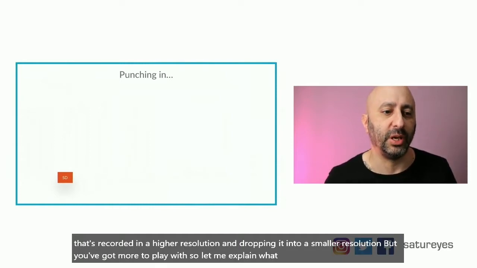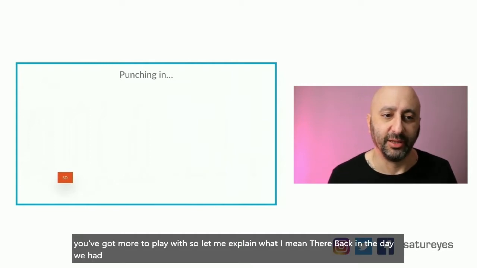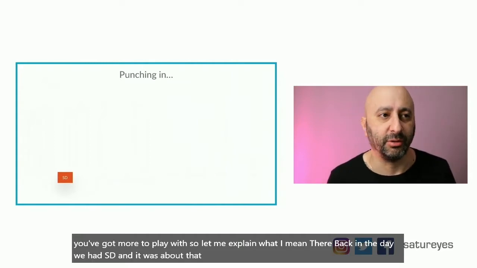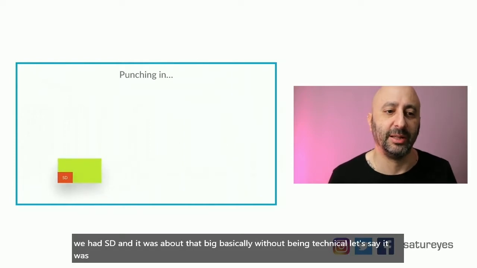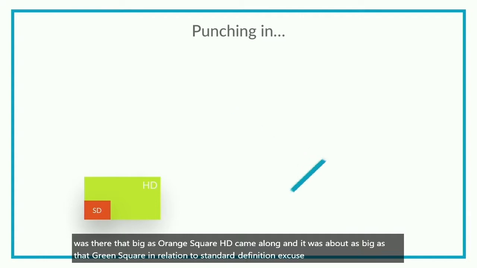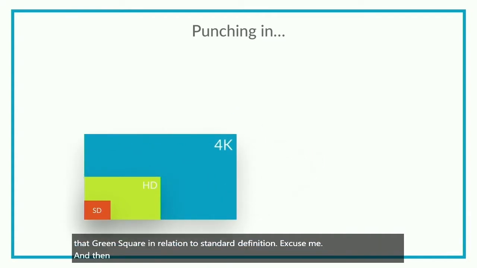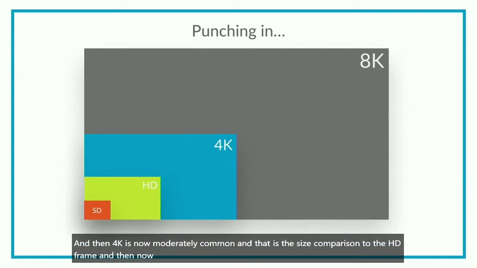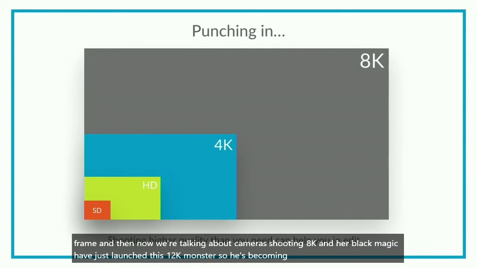Back in the day, we had SD, and it was about that big, without being technical. Let's say it was about that big as an orange square. HD came along, and it was about as big as that green square in relation to standard definition. Then 4K is now moderately common, and that is the size comparison to the HD frame. Now we're talking about cameras shooting 8K, and Blackmagic have just launched this 12K monster. So the sizes are getting bigger and the files are getting bigger.